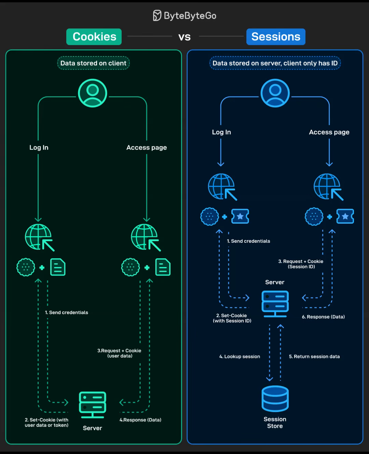Cookies. Data lives on the client. In a pure cookie approach, the server sets a cookie after login, often containing user data or a signed token, like a JWT. On every request, the browser automatically sends the cookie back. The server reads it and returns a response without needing a lookup in a session store.